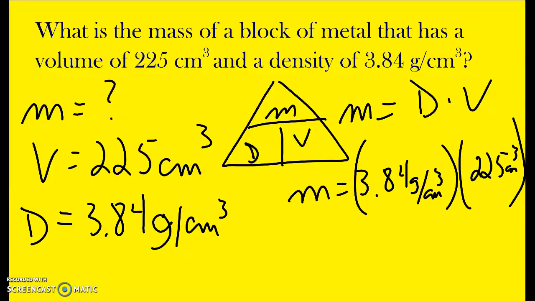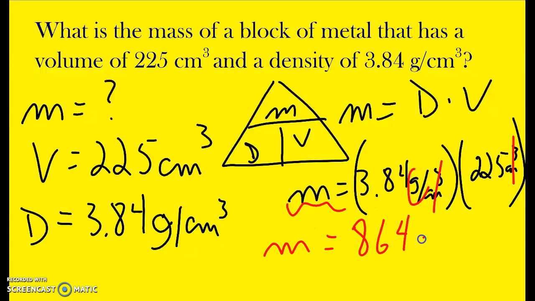And there's your equation. Mass is equal to 3.84 grams per cubic centimeter times 225 cubic centimeters. And just so you know, lads, cubic centimeters drop out, they cancel, and our unit is grams, and mass is grams. So the mass of this thing is equal to 864 grams. And that's how we do it.